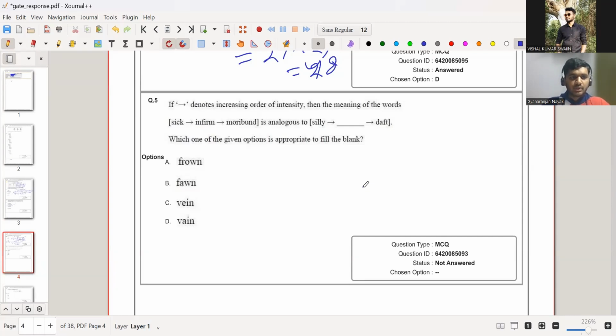So you see the progression from sick to infirm to moribund suggests a worsening condition or increasing severity. Okay. Similarly, silly to daft implies a progression from less serious to more serious lack of intelligence. Therefore, the appropriate option to fill the blank is option A, that is fraught. So here option A is correct. Then we proceed for next.